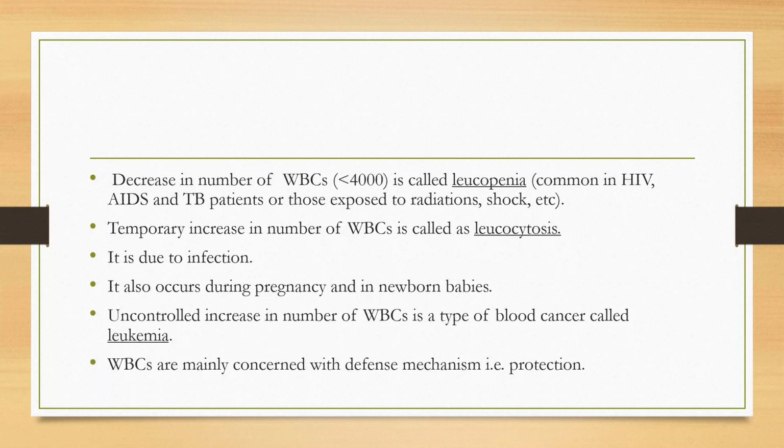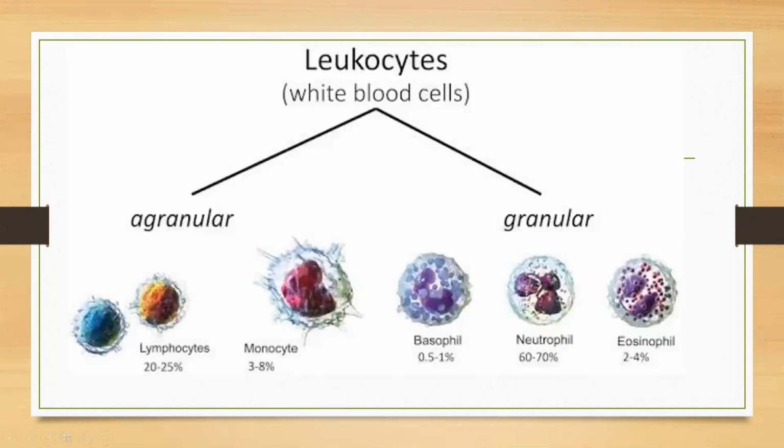WBCs are concerned with the defense mechanism, that is protection. So the main function of WBCs is protection. Now leukocytes or WBCs are divided into agranulocytes and granulocytes. Agranulocytes basically consist of lymphocyte and monocyte, whereas the granulocytes are basically of three types, that is basophil, neutrophil and eosinophil.